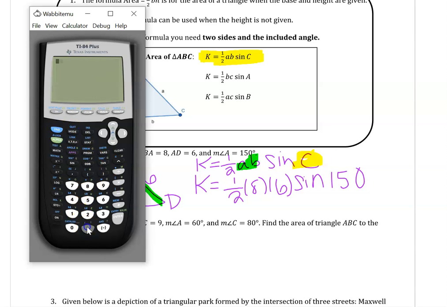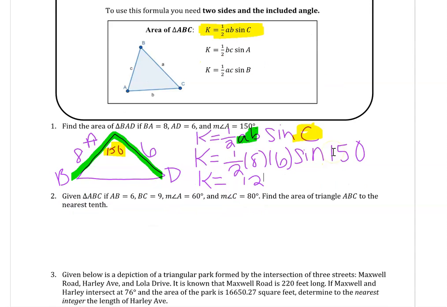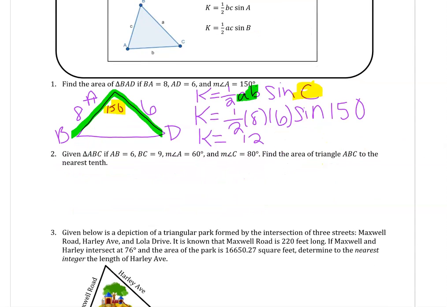So I'm going to go ahead and type in 1/2 times 8 times 6, times the sine of 150. And then I hit enter. And there you go. So that means the area of our triangle is 12. So 12 units squared. And that's how it works. All right, let's go to the next one.